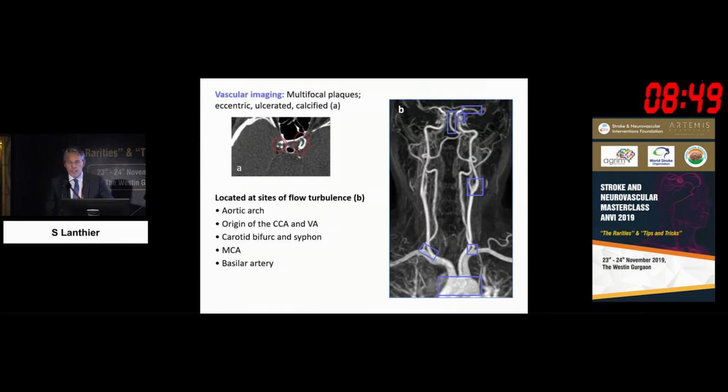On vascular imaging, we can see multifocal plaques. This is important. For example, in a patient aged 45 with a dissection, we don't expect plaques elsewhere. So the presence of plaques in other locations supports the diagnosis of atherosclerosis, and these plaques are eccentric, can be ulcerated and calcified, and they are located at sites of flow turbulence, especially the aortic arch, the origin of the common carotid artery and vertebral artery, the carotid bifurcation and siphon, MCA, as well as the basilar artery. These are typical locations of atherosclerosis.